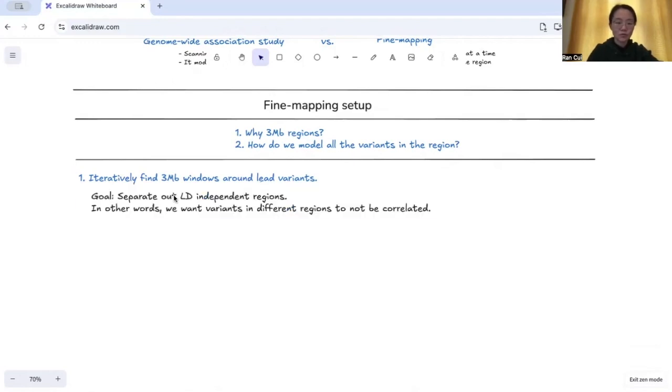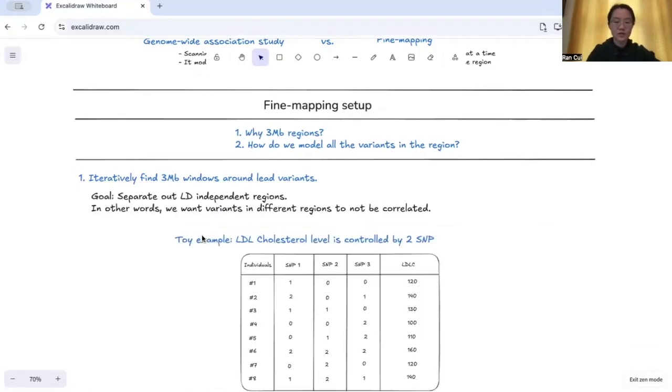But the goal, though, is that we want to separate out LD independent regions. In other words, we want variance in different regions to not be correlated. And let me show you why we want LD independence and how it can help us. So this is another toy example.